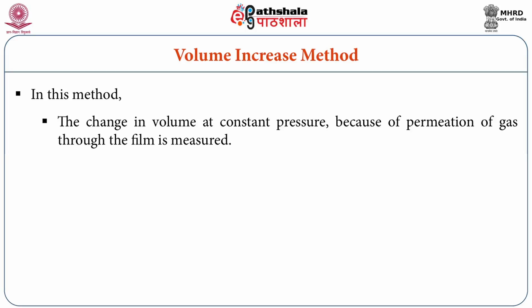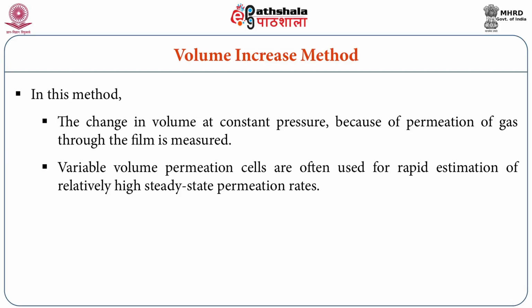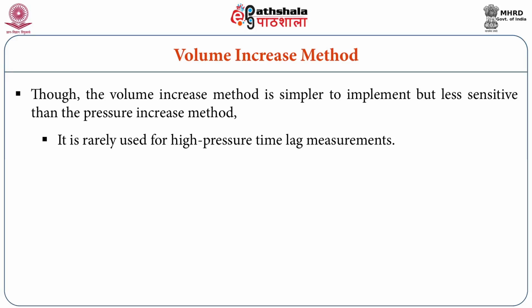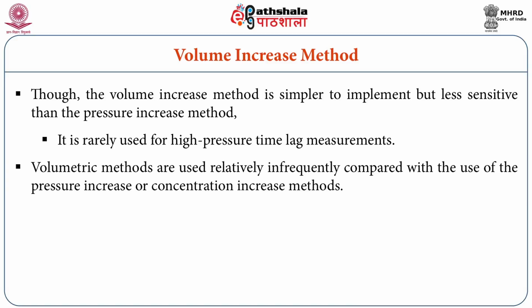In this method, the change in volume at constant pressure because of permeation of gas through the film is measured. Variable volume permeation cells are often used for rapid estimation of relatively high steady state permeation rates. Though the volume increase method is simpler to implement but less sensitive than the pressure increase method, it is rarely used for high pressure time lag measurements. Volumetric methods are used relatively infrequently compared with the use of pressure increase or concentration increase methods.